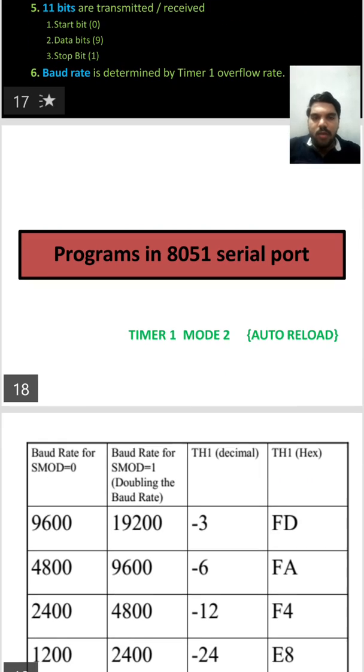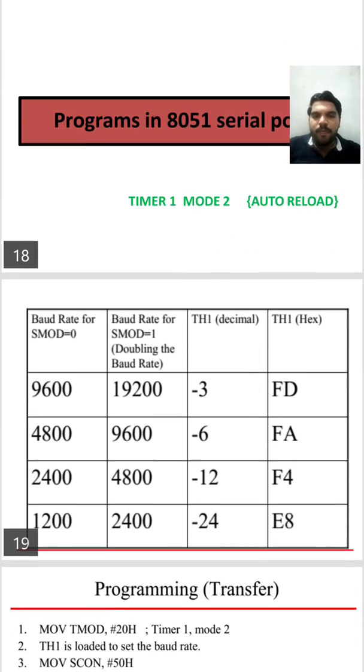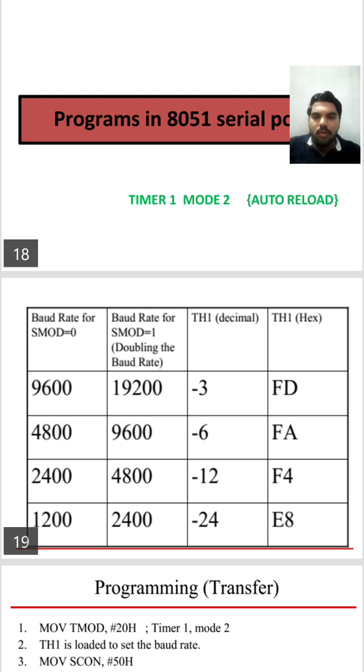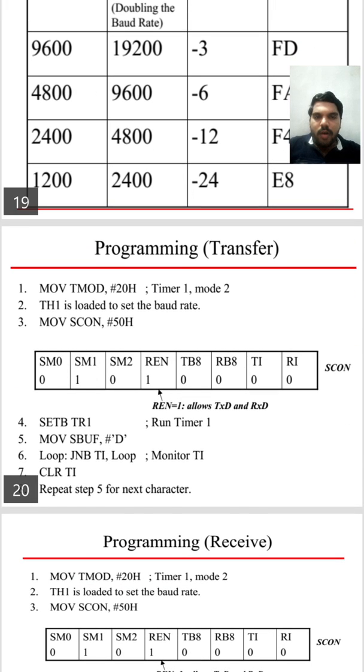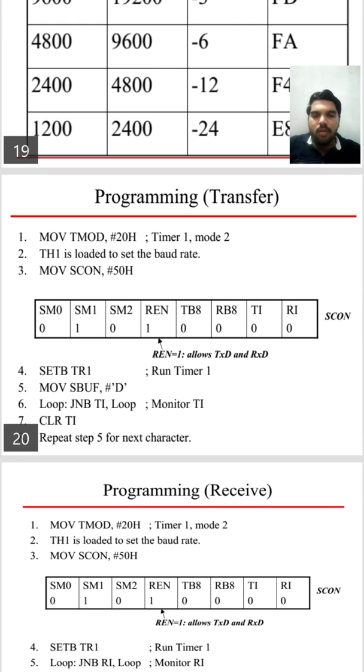There are some programs related to the 8051 serial port. The baud rates are 9600, 4800, 2400 and 1200. We will see a program for the transmitter and one for the receiver, with the same logic. First, assign TMOD as 20H, so timer 1 in mode 2. Then set TH1 according to the baud rate. Another register, SCON, the control register, is set to 50H.